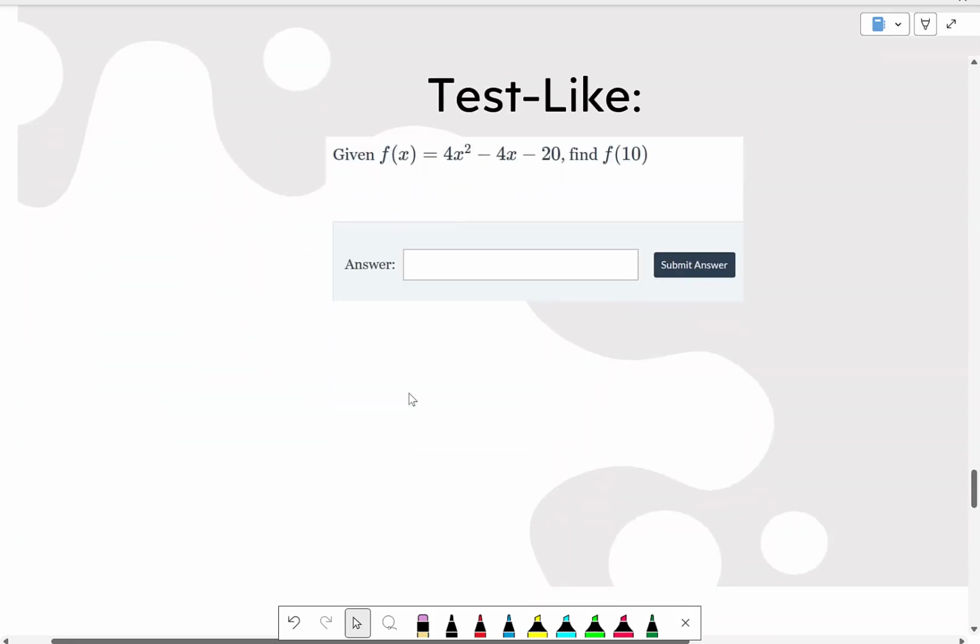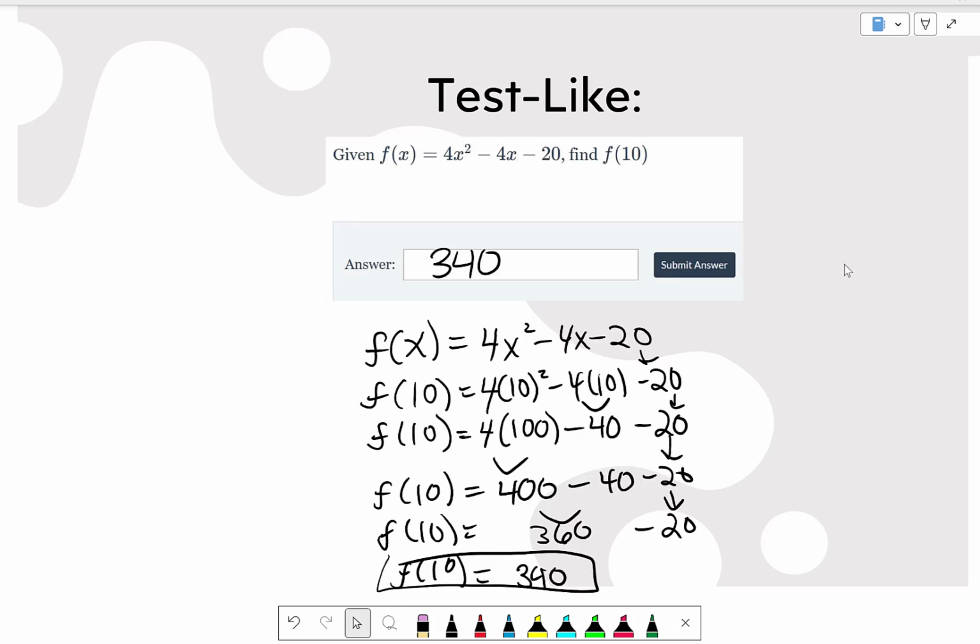All right, moving on to the next problem. This one's a quadratic, so I'm going to give you 2 minutes, solve it, and then check if you got it correct. Okay, you should have gotten 340, and I'll review.